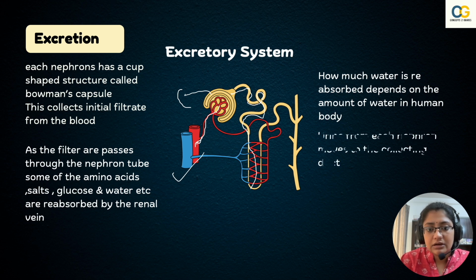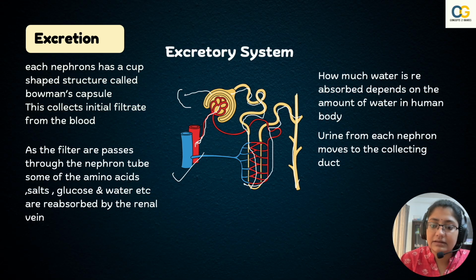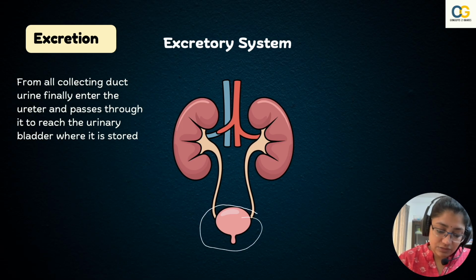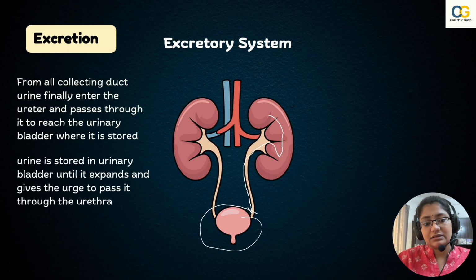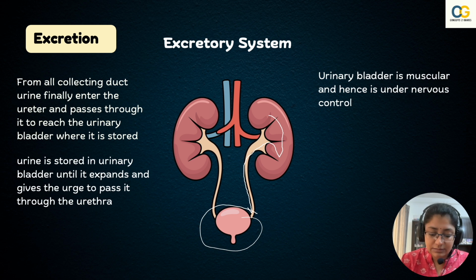And then how much of the water gets absorbed depends on how much water there is in the human body. Once this has happened, all of the excreted material flows through the collecting duct, and all these collecting ducts pass through the ureter to reach the urinary bladder where it is stored. The urinary bladder is under muscle control. So it expands and creates an urge to pass it through the urethra, and once that urge is there, you go and clear your urine from the urinary bladder.